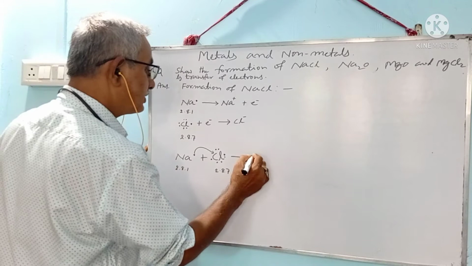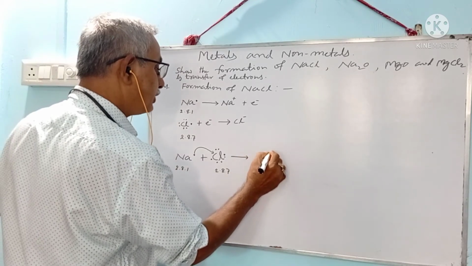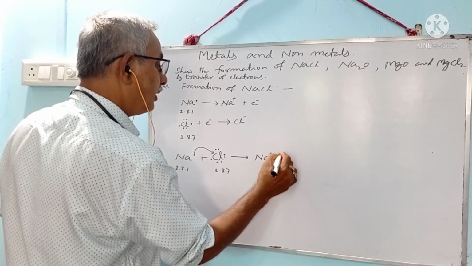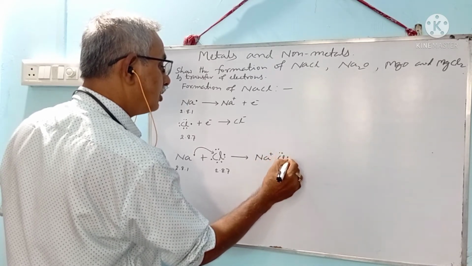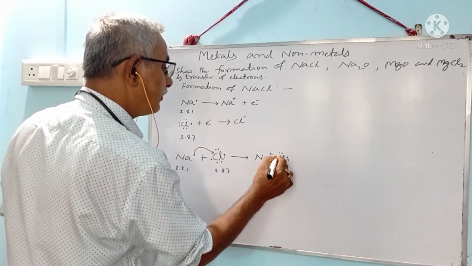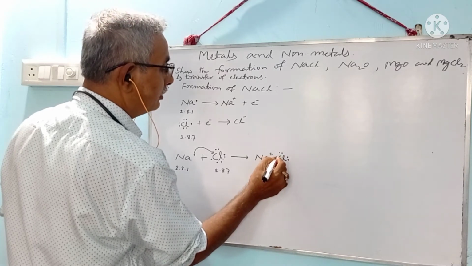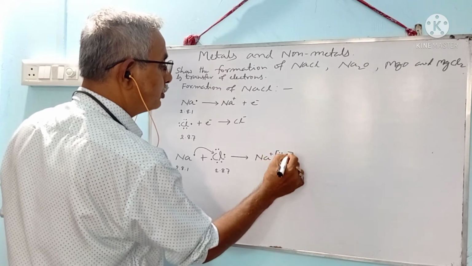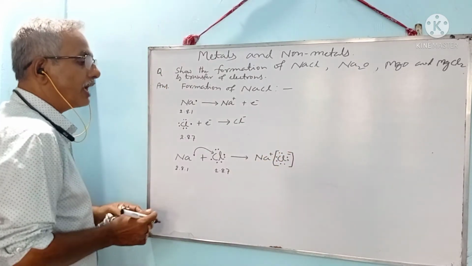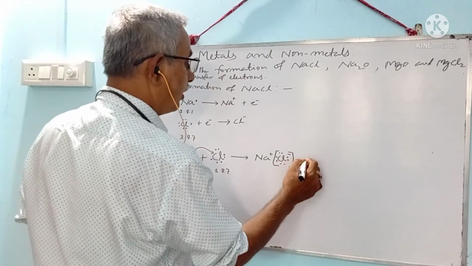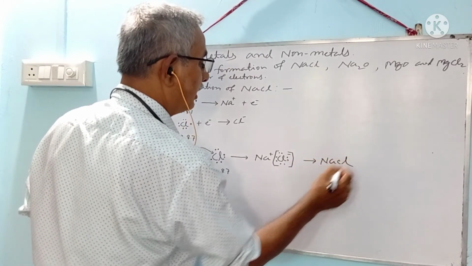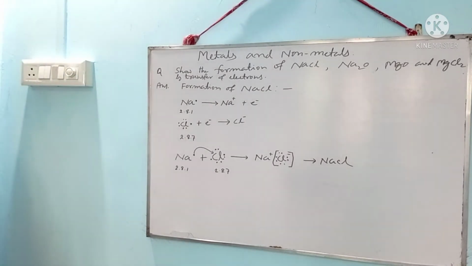Now what happens? Do you understand? Sodium becomes positive by losing the electron and chlorine by gaining the electron. By gaining the electron, it becomes -1. Between negative and positive, there is attraction. As a result, one compound is formed, that is NaCl. It is NaCl.